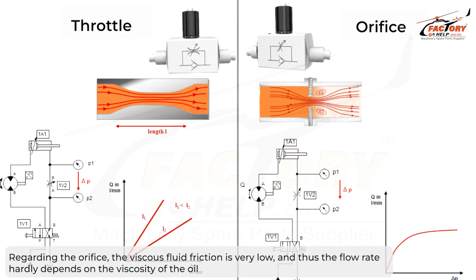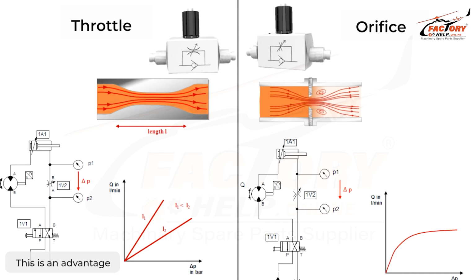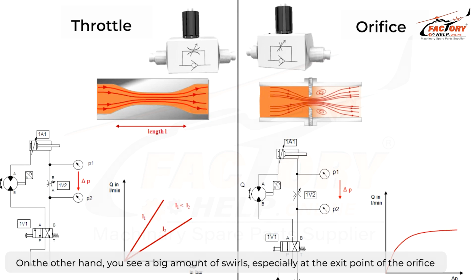Regarding the orifice, the viscous fluid friction is very low, and thus the flow rate hardly depends on the viscosity of the oil. This is an advantage. On the other hand, you see a big amount of swirls, especially at the exit point of the orifice.